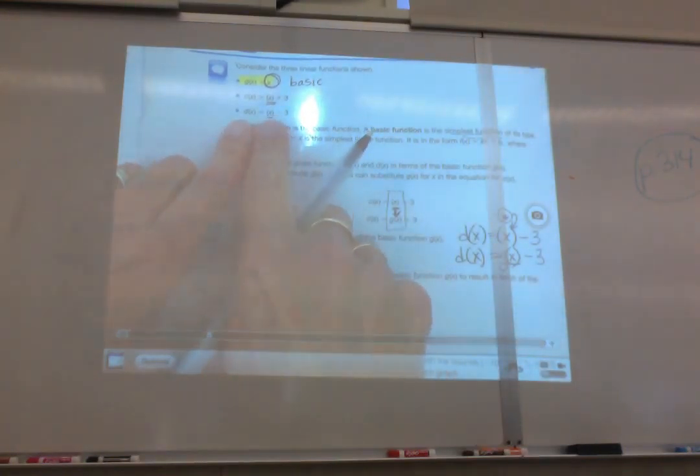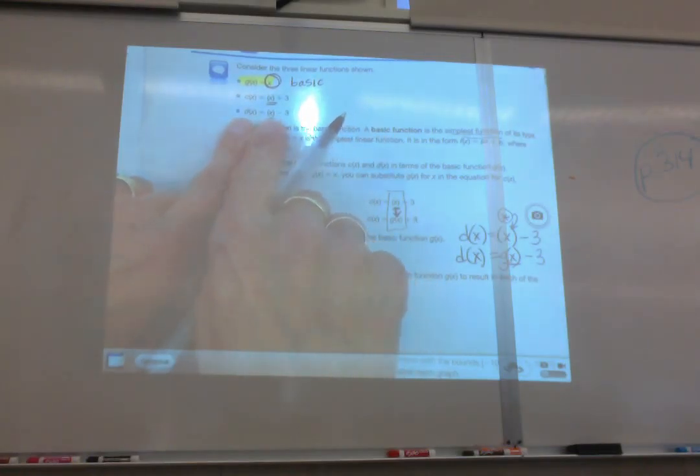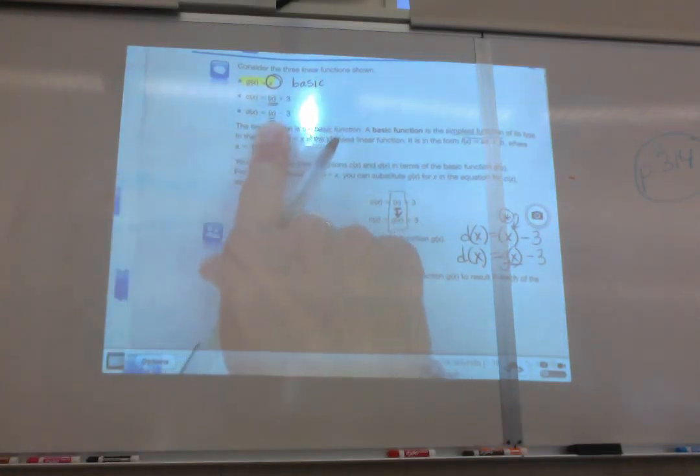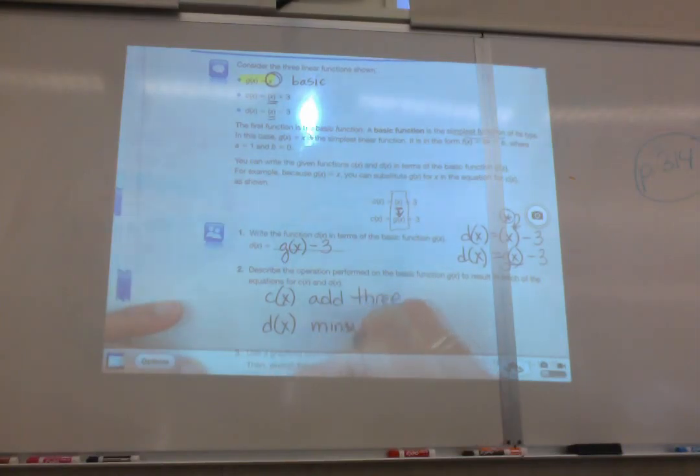And now for d of x, again, it starts out exactly like the basic function. g of x equals x. d of x equals x minus 3. So for d of x, we need to minus 3.